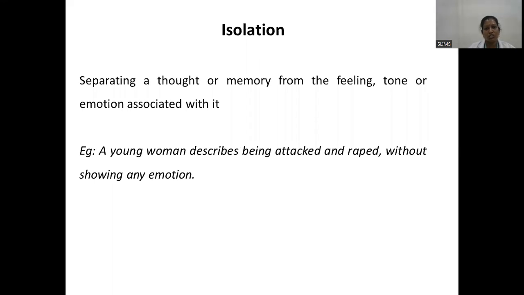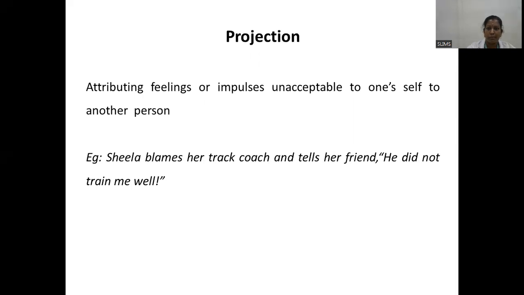Isolation: separating a thought or memory from the feeling tone or emotions associated with it. Example: a young woman describes being attacked and distraught without showing any emotions. Projection: attributing feelings or impulses unacceptable to oneself to other persons. Example: Sheila blames her track coach and tells her friend, he did not train me well.